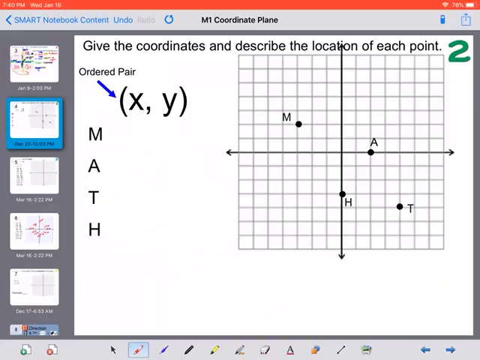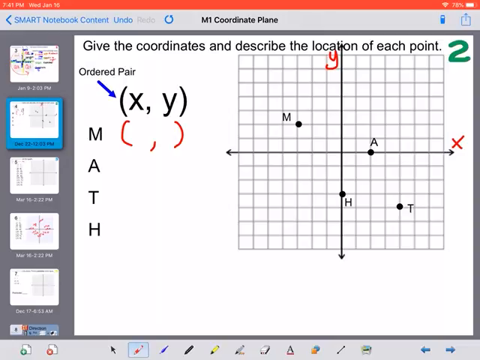Now, within this graph, we can plot points. It says give the coordinates and describe the location of each point. The coordinates we call an ordered pair, x first and then y. Remember, x is left to right, and the letter y is longer, it goes up and down. So we always list them in alphabetical order, x first, then y, and we always have parentheses around them. It tells us directions. Instead of just listing two numbers next to each other, the parentheses tell us first we need to do this, then we need to do this.